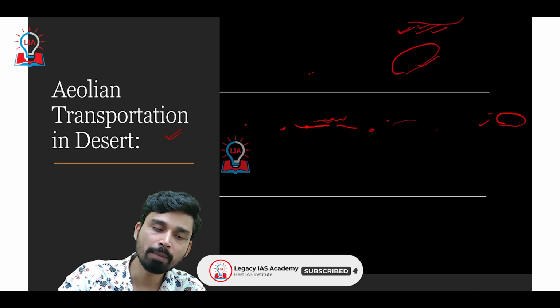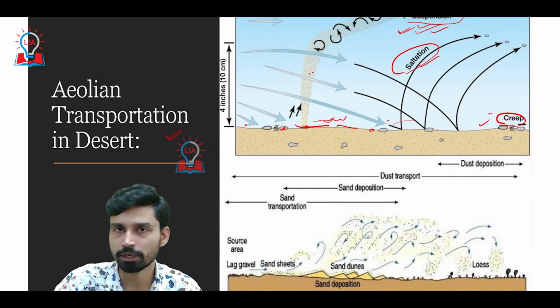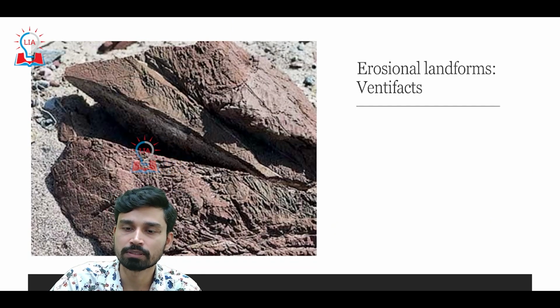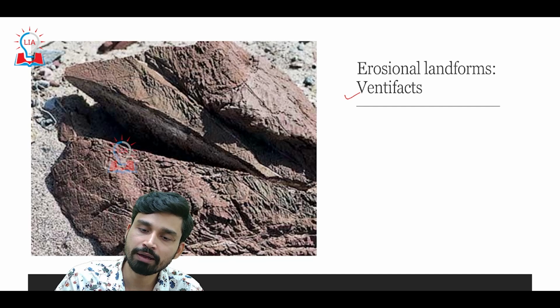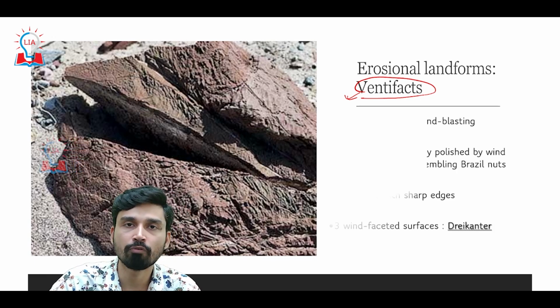Now, due to the combined effect of the aeolian process as well as aeolian transportation that happens in the desert area, we see the development of several major landforms. The first important landform we have to talk about today is what we call ventifacts. As you can see from this picture here, this is an example of ventifacts.